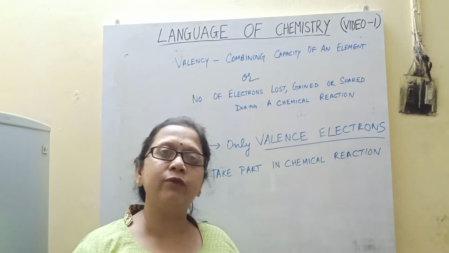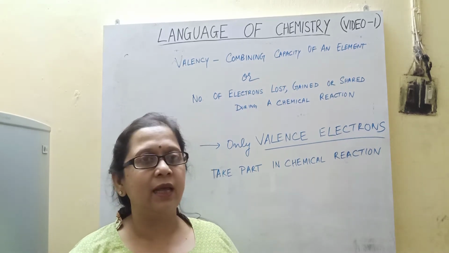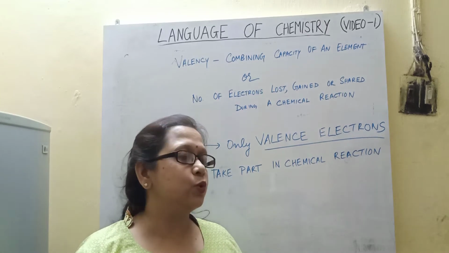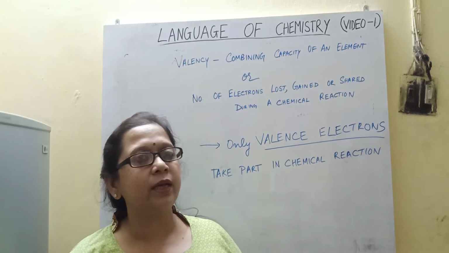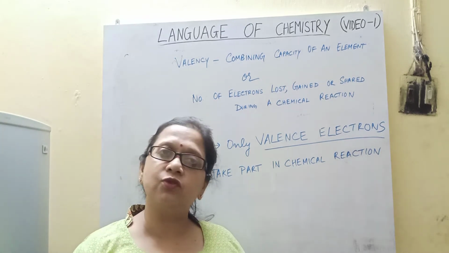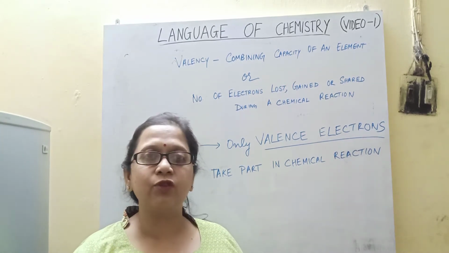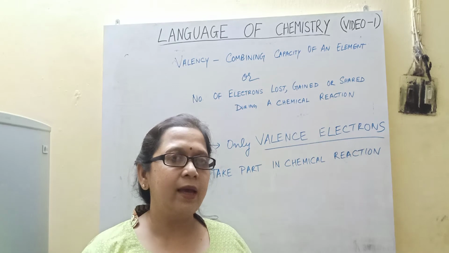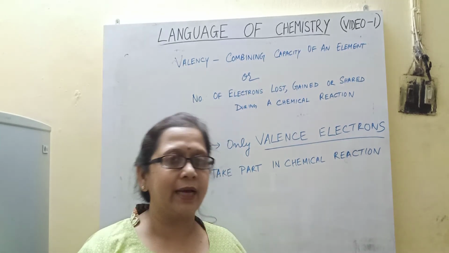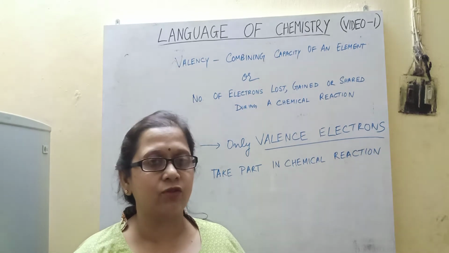So the number of electrons lost by a metal can be 1 or 2 or 3. If they lose 1 electron, its valency is 1. If they lose 2, its valency is 2. If it is losing 3, then the valency is 3. In the same way, non-metals can gain a maximum of 3 electrons.